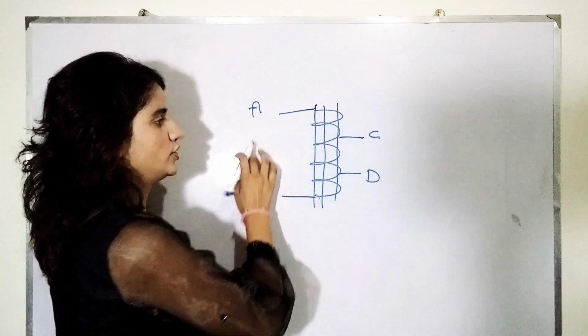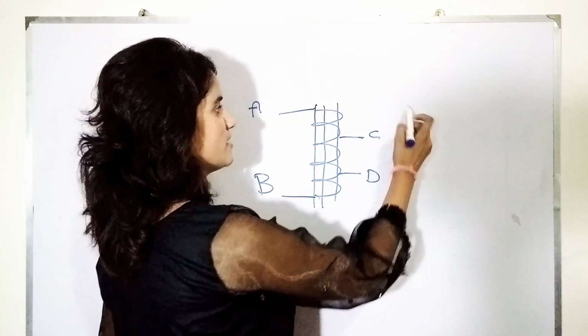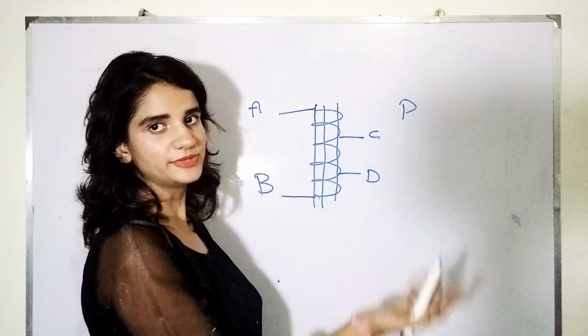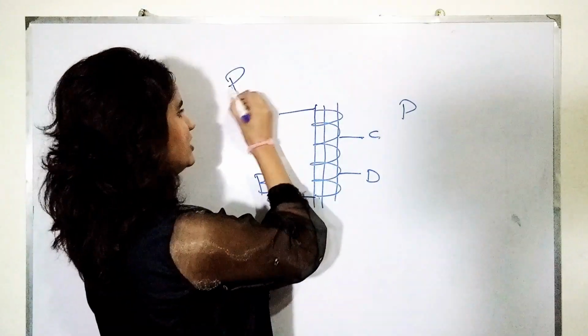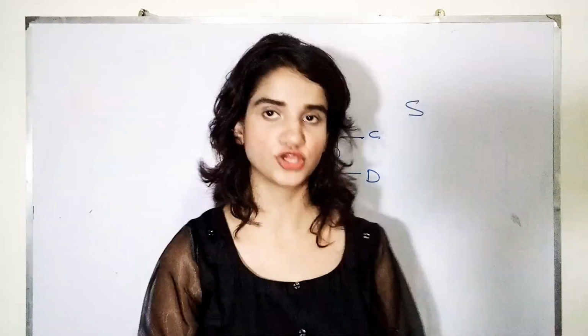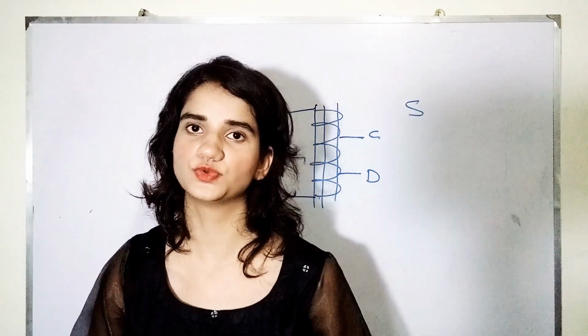If we want to use a step up transformer, we can make this side primary and this side secondary. And if we want to use a step down transformer, we can make this side primary and the other side secondary. So this is how it is going to work, and these are the functions, the uses, and the ways we can use the transformer.